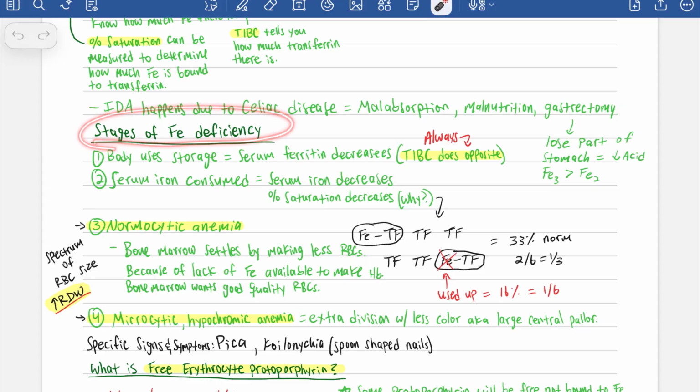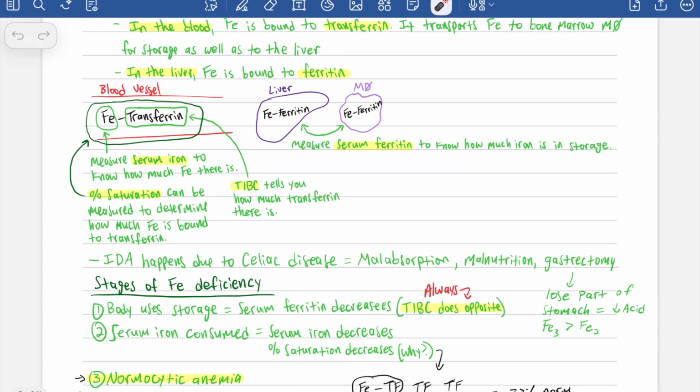So now we go into the stages of iron deficiency. So the first stage of iron deficiency is going to be your body's going to use up its storage. That makes sense, right? When you run out of something, first thing you do is, okay, let me go check the pantry. Let me go see what I have in storage, right? So that's what your body's going to do. Your body's going to use up the storage. And so you would expect your serum ferritin to decrease, because remember, your ferritin is where iron is going to be bound in the storage form. So if we're starting to use our storage, we can expect serum ferritin to decrease.